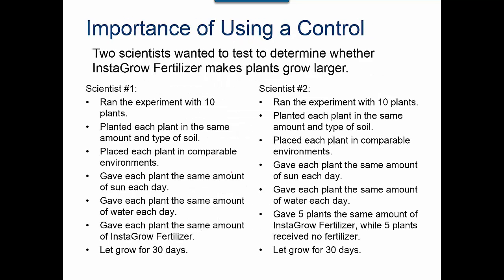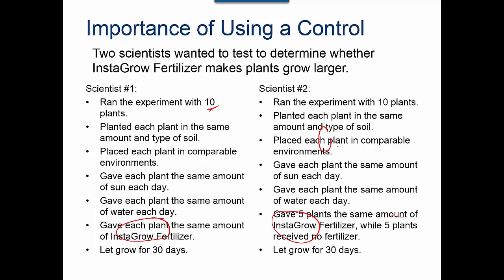This Scientist 1 and Scientist 2 have done absolutely everything the same except for right here at the bottom. Scientist 1 gave every plant the same amount of fertilizer. All 10 of the plants got fertilizer and they got the same amount. But Scientist 2 took 5 plants and gave them fertilizer, the same amount, and 5 plants with no fertilizer.